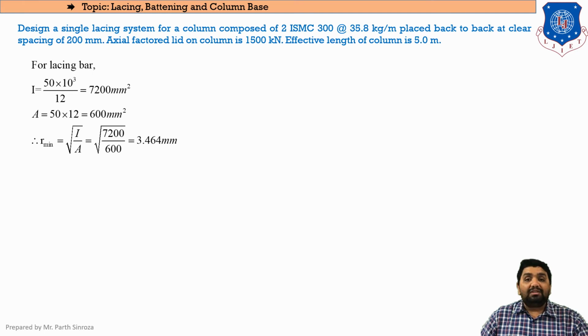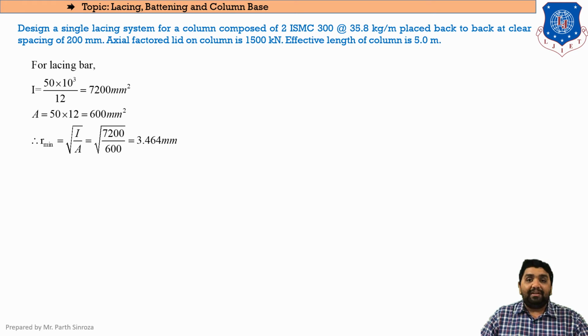So now we'll be focusing on the radius of gyration. As we have seen earlier, the radius of gyration we obtained was for single channel and for double channel. But for our rectangular plates, that is our lacing bar, the radius of gyration is not given in our IS code or in a steel table. So we need to find it manually. And for that we'll be using this equation, that is r minimum equal to under root I by A.